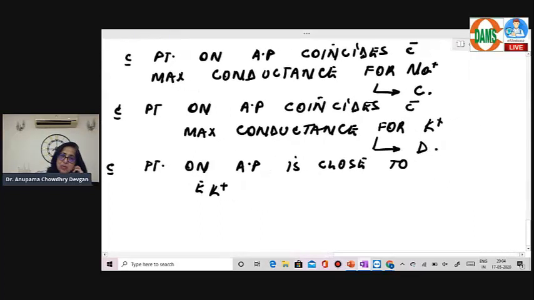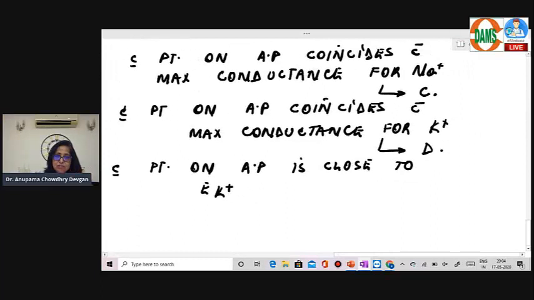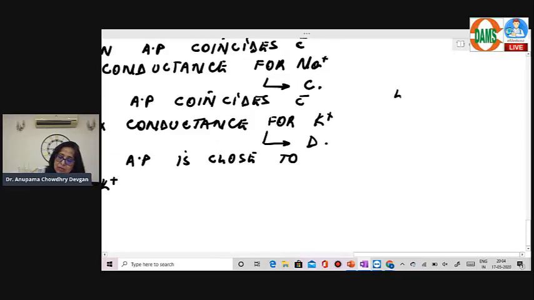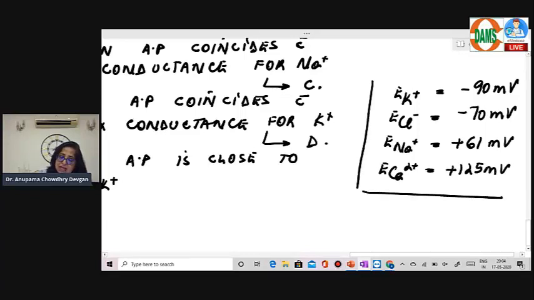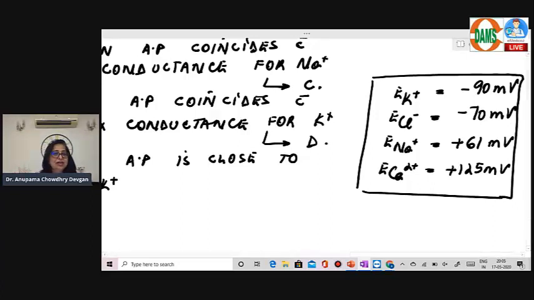Please remember, what is the equilibrium potential? I forgot to give you these values. Please add them somewhere. Equilibrium potential, that is the Nernst potential for potassium, is minus 90 millivolts. Equilibrium potential for chloride is minus 70 millivolts. Equilibrium potential for sodium is plus 61 millivolts. Equilibrium potential for calcium is plus 125 millivolts. Just make a note of this somewhere. These are the Nernst potentials for different ions, and we've already discussed that equilibrium potential or Nernst potential is calculated when the membrane is freely permeable to that ion.